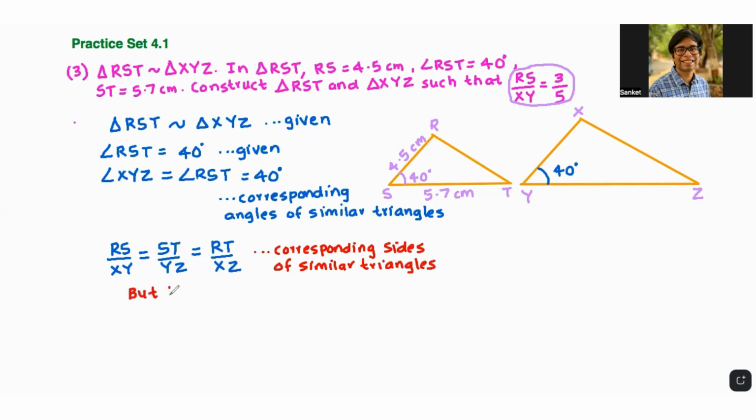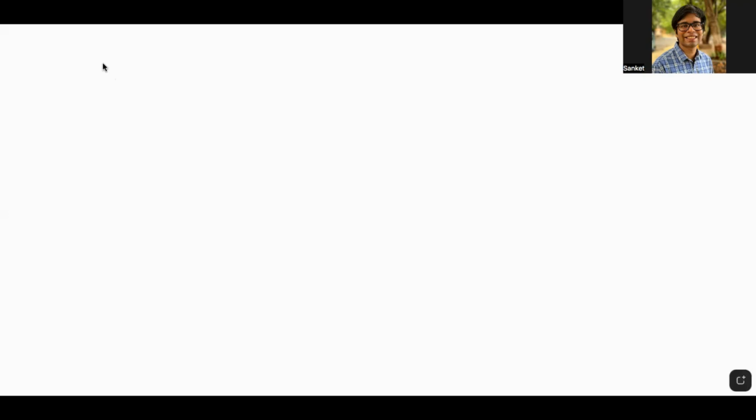But I know that RS upon XY is equal to 3 upon 5. So one of these ratios is 3 upon 5. So all three ratios will be equal to 3 upon 5. So I know RS upon XY is equal to ST upon YZ is equal to RT upon XZ is equal to 3 upon 5.